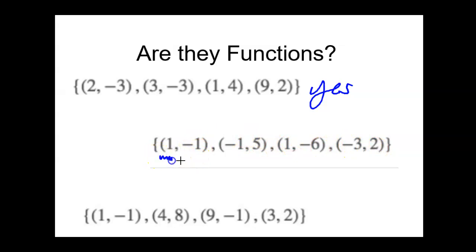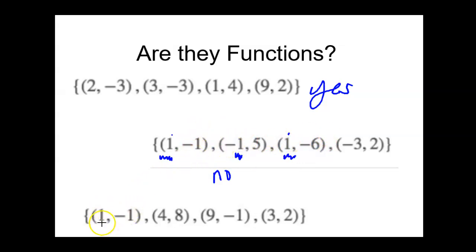Okay, the second set here, we have (1, -1), (-1, 5), (1, -6), and (-3, 2). If I look at the x values, 1, -1, 1, okay, so this one and this one match. And because of that, I automatically know that this is not a function because the input 1 has two separate outputs. It has both -1 and -6, so that is not a function.